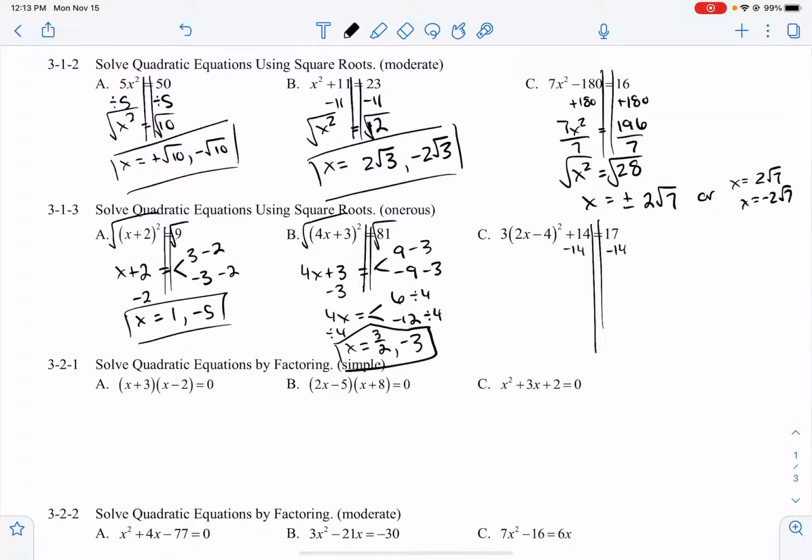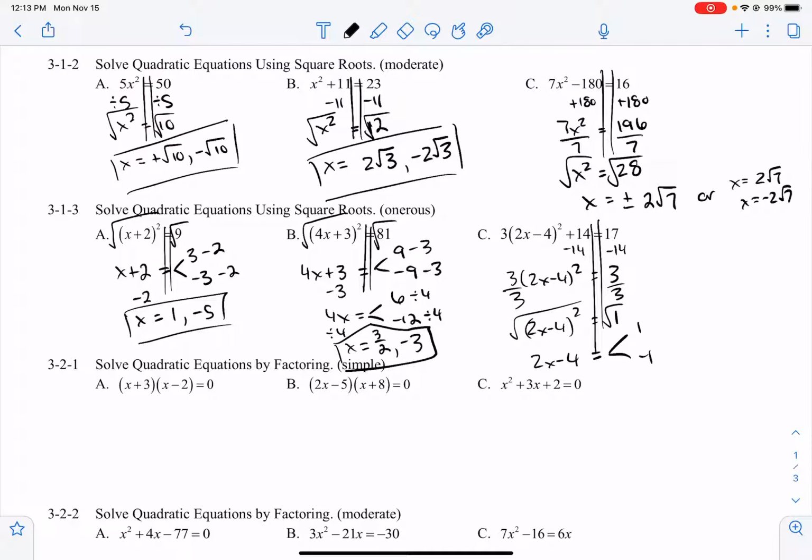Minus 14. So 2x minus 4 squared equals 3. Divide by 3, divide by 3. So 2x minus 4 squared equals 1. That's nice because when I square root the left and square root the right, 2x minus 4 equals the square root of 1, which is 1. And my other answer is just going to be negative 1.